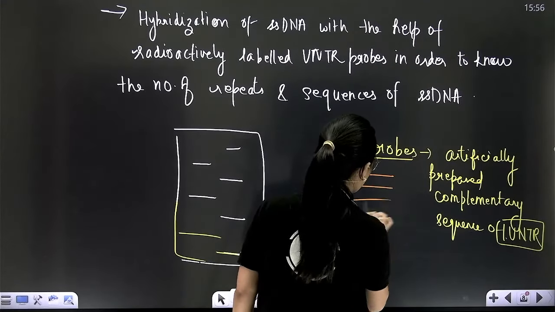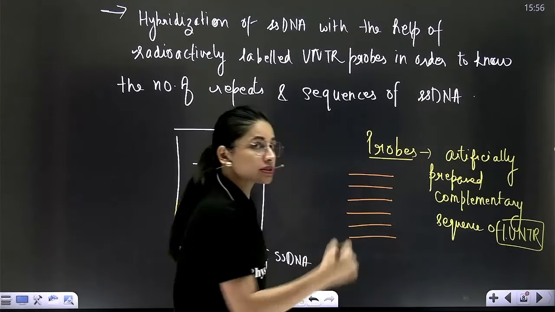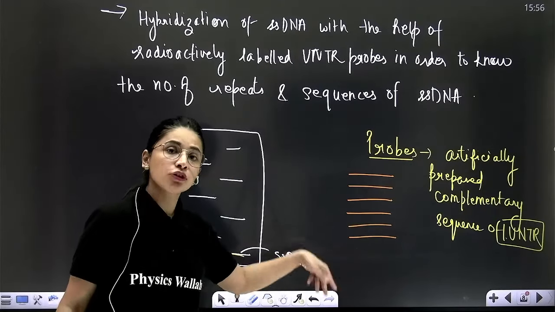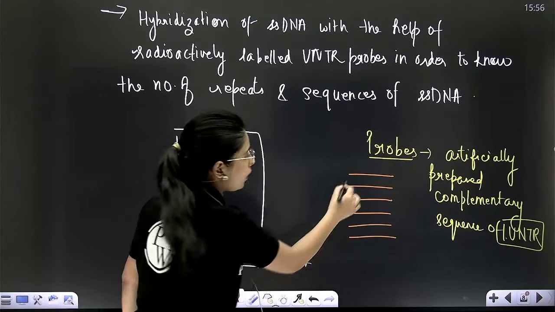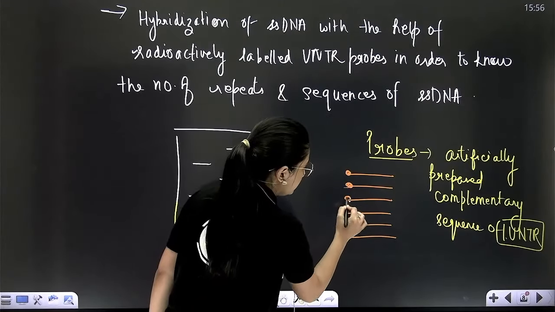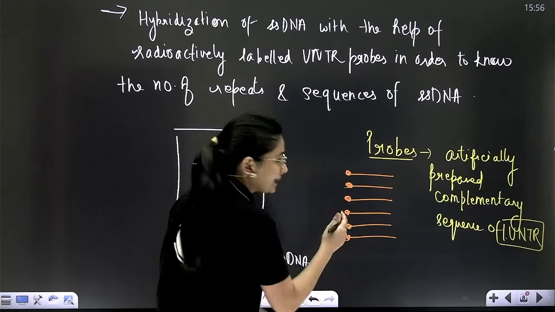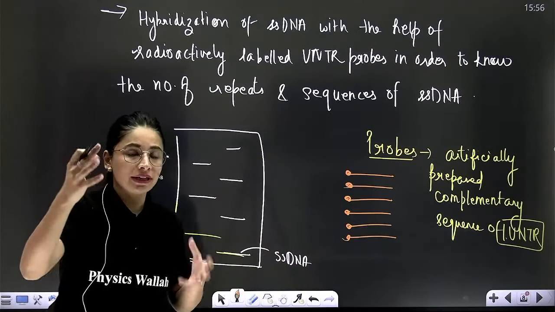Suppose these are those probes. Now, probes are also single-stranded. They are complementary to the original VNTR and they are all radioactively labeled, so that they will give some radioactive emissions that we can detect.